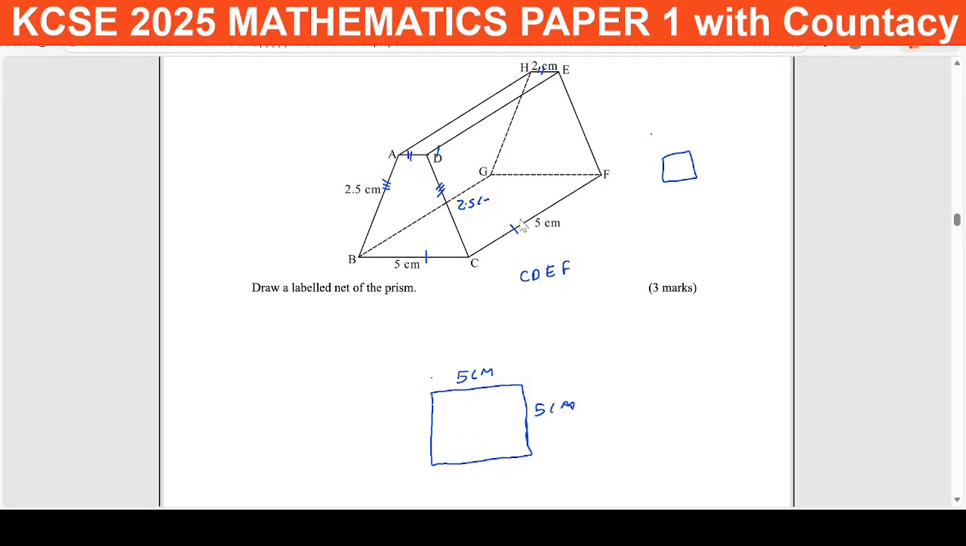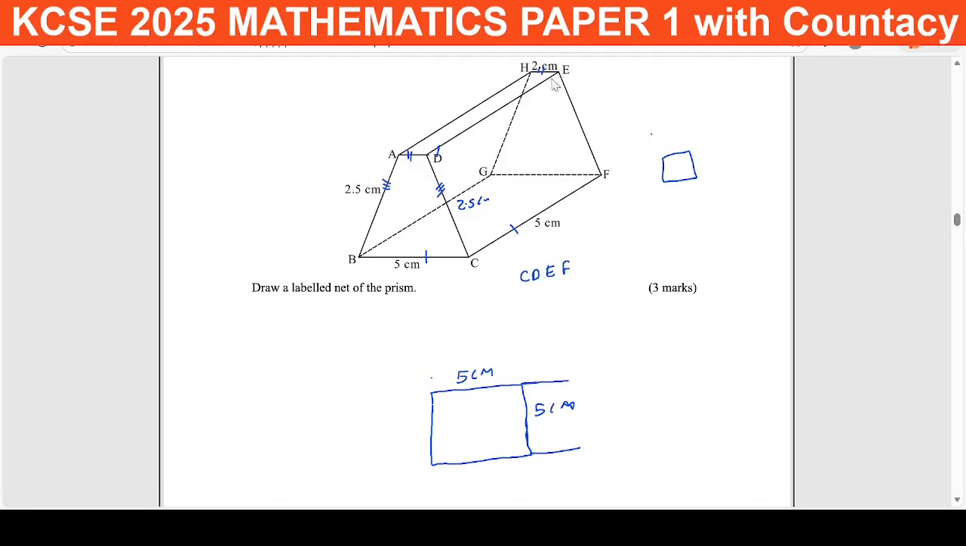CDEF. This is what we are currently plotting. CDEF, if we open it up, it's going to be a rectangle. It's going to be a rectangle with this line being 5, and then this line which is here, 2.5, going to be extending like that. And this other one here, it's going to extend like this. You know which line this is?